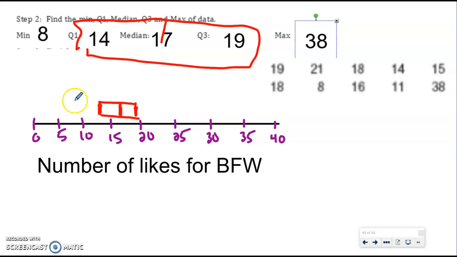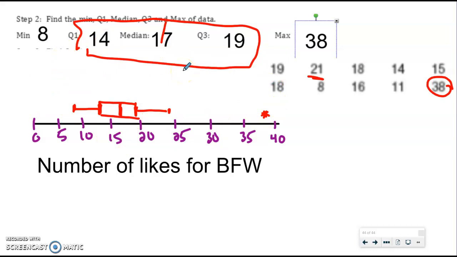Now, because 8 is my minimum, I'm going to put a bar at 8 and connect it to my graph. That creates one of my whiskers. 38 is an outlier, so I'm going to put a little asterisk right there. That represents my outlier. And I'm going to look at my data and ask, what is the largest number that's not an outlier? I'm going to say it's 21. So I'm going to put a whisker at 21 and connect those together. So this would be your box plot for this set of data.